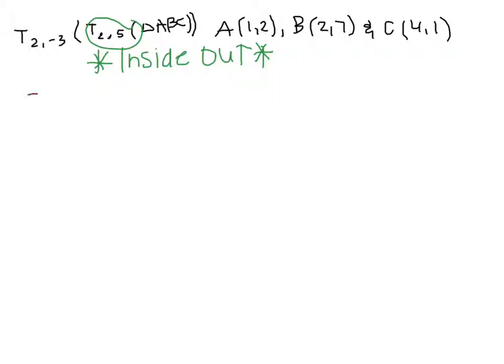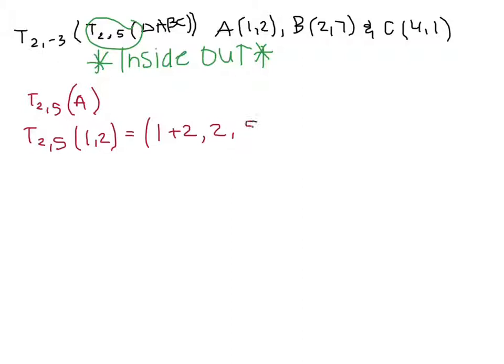So I'm going to start with translating 2, 5, the point A, which is at the location 1, 2. So x is 1 plus h, y is 2 plus k. So we find our new point, or A prime, is at 1 plus 2 is 3, 2 plus 5 is 7. Our new point is at 3, 7.